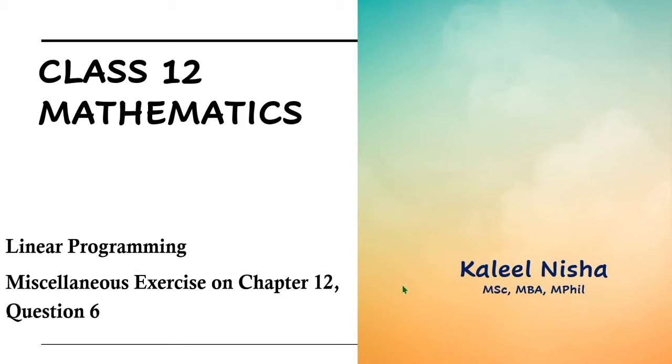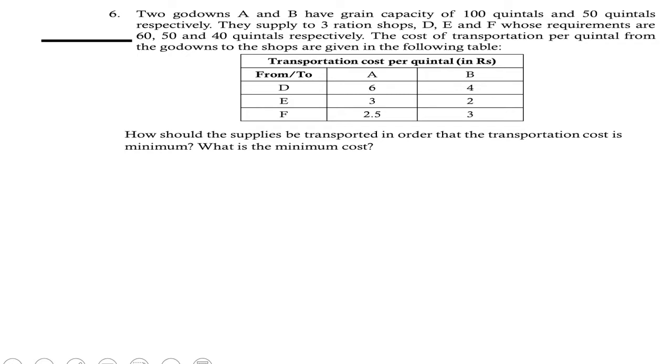Hello viewers, in this video I will be discussing question number 6 of miscellaneous exercise on chapter 12 linear programming. Question number 6 says two godowns A and B have grain capacity of 100 quintals and 50 quintals respectively. They supply to three ration shops D, E and F whose requirements are 60, 50 and 40 quintals respectively.